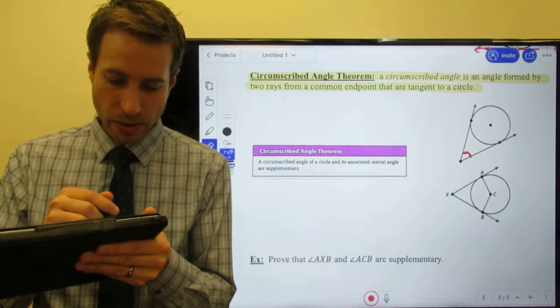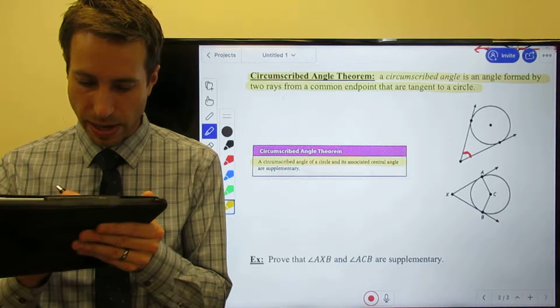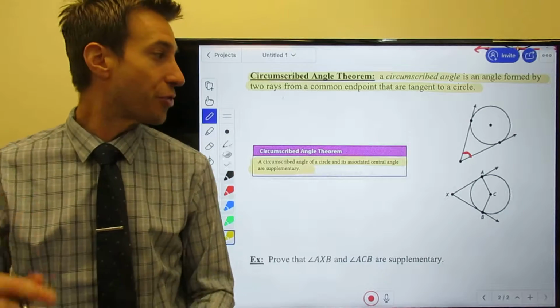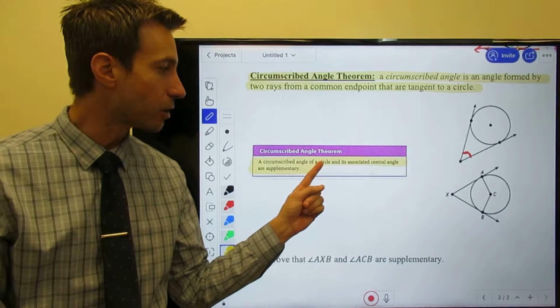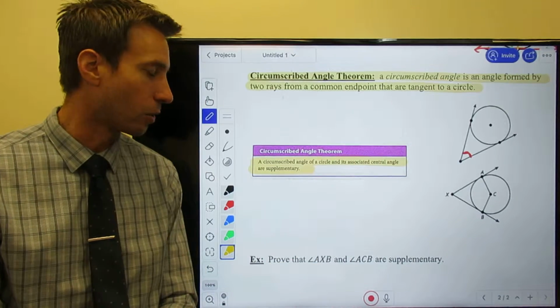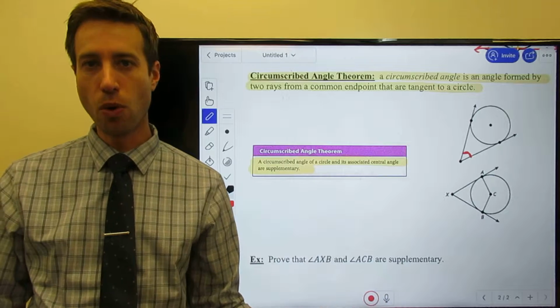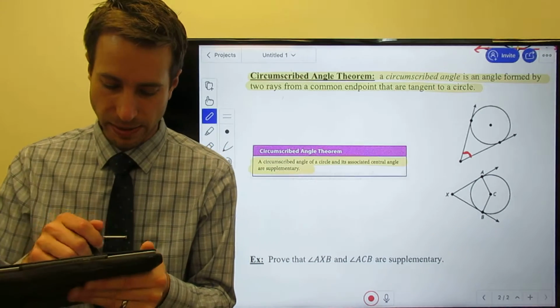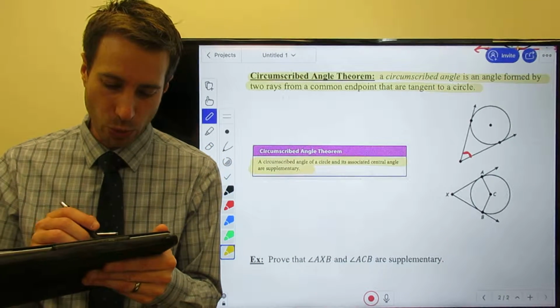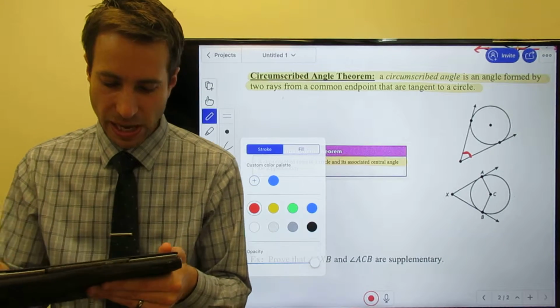And we have a theorem for that, which we give you right here. So what the theorem says is that the circumscribed angle of a circle and its associated central angle must be supplementary. Say what? Here's what it says. Two ways to write it. I don't care which way you write it. Both are correct.